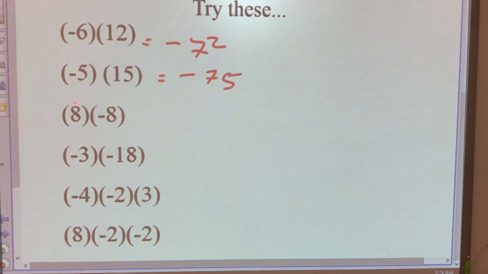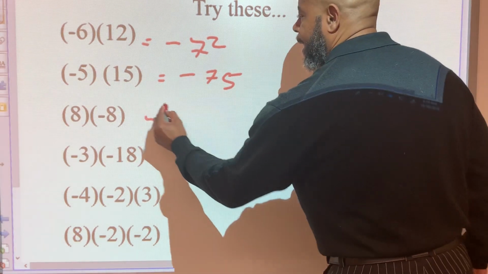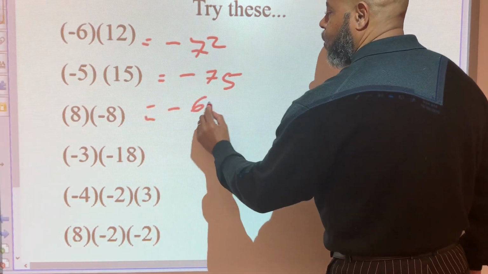Here you have 8 times negative 8. Again, the signs are different. So what am I going to get? You are correct. I will get a negative answer. And 8 times 8 is 64.